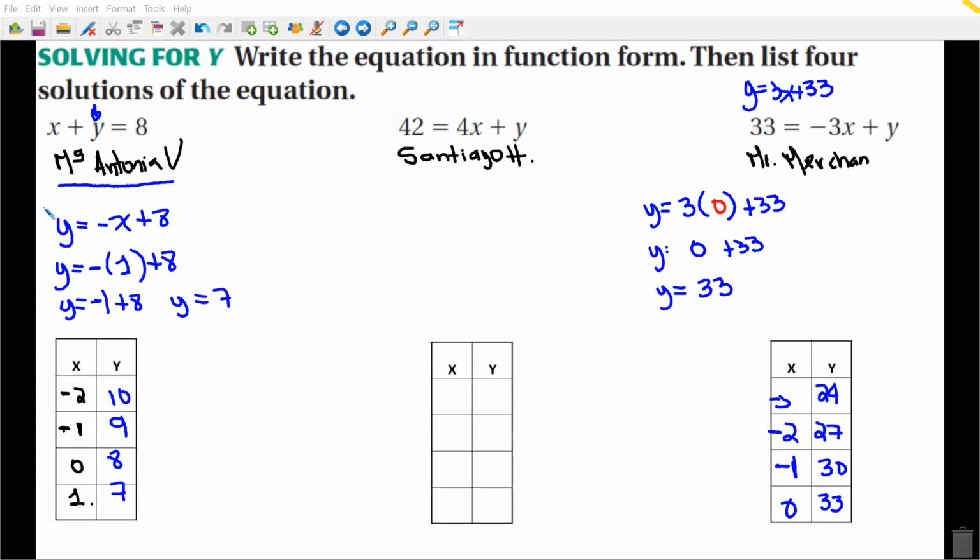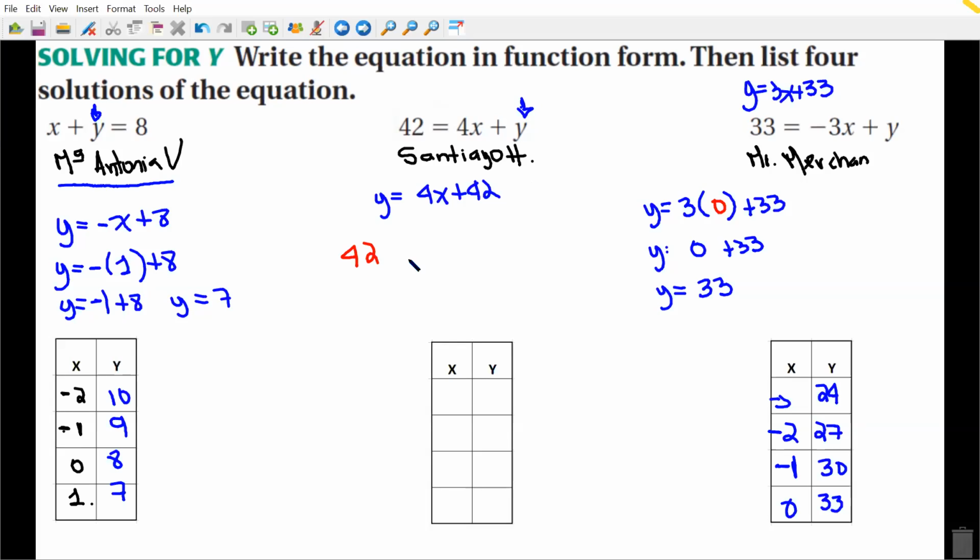Mr. Herrera, are you ready, my friend? Yes. So what is the first thing you'd like to do? Isolate the y. That's a good first step. So y is going to be equal to what? Y equals 4x plus 42. Are you sure, my friend? Yeah, I think so.